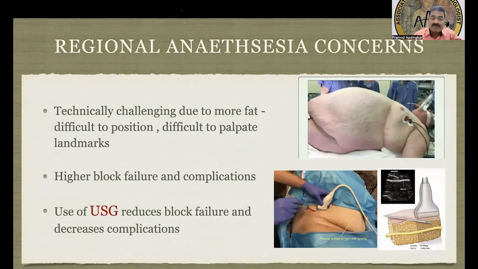Regional anesthesia is not that easy because palpation of the landmarks is difficult, as is the positioning. In this figure, you can see the anterior superior iliac spine cannot be palpated, but just by putting a sonography probe on it, you can very easily see all the landmarks and the nerves. If you give the block blindly, there is a very high chance of complications and block failure, but that can be reduced very well with the use of sonography. Nowadays, using sonography and putting a needle under sonography guidance is a new era of anesthesia. So everybody should be well versed with sonography.